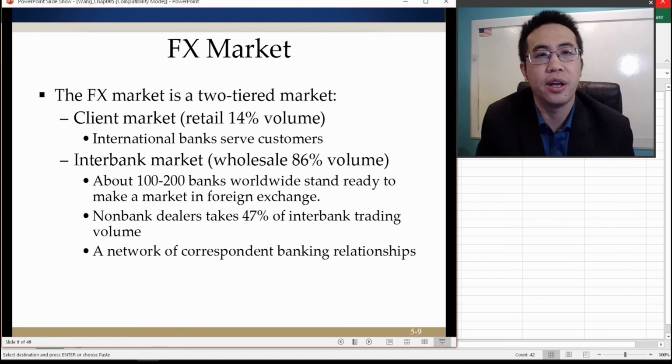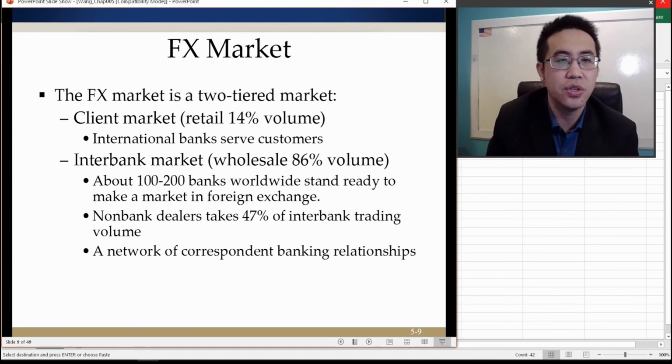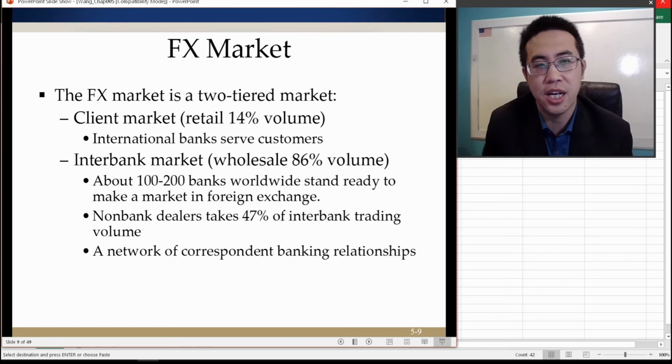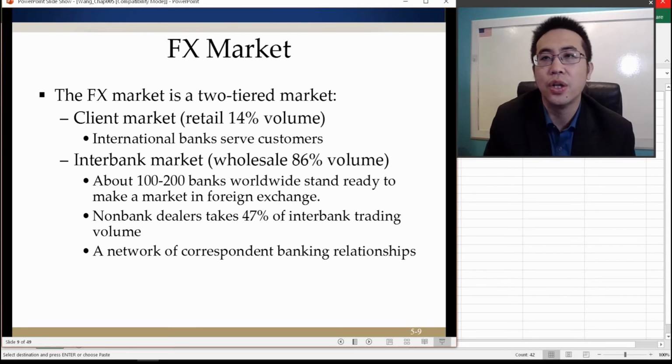The foreign exchange market can be divided into a client market and an interbank market. The client market basically is a retail market which only accounts for 14% of the volume. So it's usually the international banks serving the customers. Like if you are going to Budapest for a vacation, then you will need to go to your own bank and get some Hungarian forint. So that is considered client market trading.